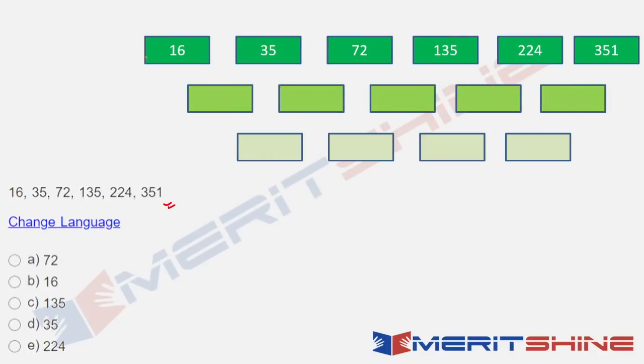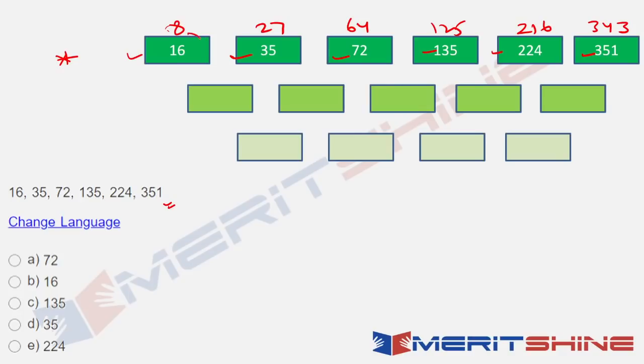Let us look at this question. What is given? 16, 35, 72, 135, 224, 351. Now, in this question, you do not have a choice. Here your difference, double difference will not work if you are not able to find that this is a cubic term. Clearly, this is in and around 343, 7 cube, 216, 6 cube, 125, 5 cube, 4 cube, 3 cube, 2 cube.